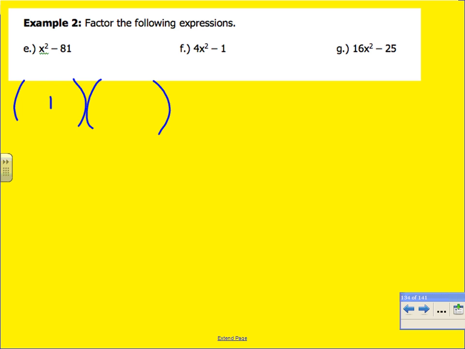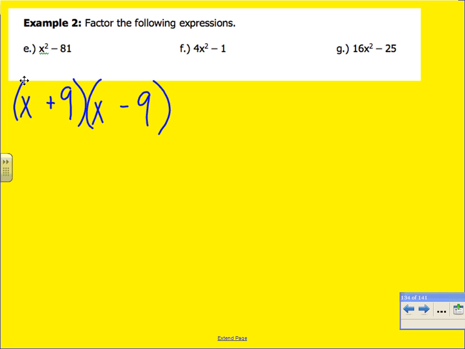Put a plus in the middle of one, a minus in the middle of the other. And now we need to take the square root of each term. So the first one, when we take the square root of x squared, if you have a variable with an even number exponent, divide the exponent by 2, and that's how you get the square root of it. 2 divided by 2 is 1, so we have x to the first, x to the first. Take the square root of 81, which is 9, write that in the second part of your parentheses. So our answer is x plus 9, x minus 9.